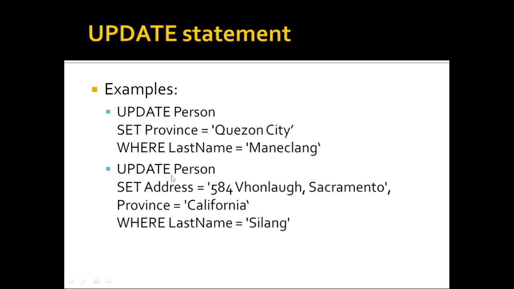Here, update person, again, set address is equal to 584 Honlo, Sacramento. Province equals California. So we updated two fields, address and province. We changed the address to this value, and we changed the province to this value. Where last name is equal to Silang. I'll be showing you more examples of this later. Let's just finish this slide first.